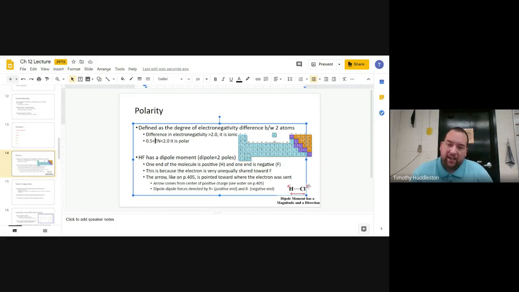And then on the other side, it's negative. So we do the partial charge negative. And then we've got a little arrow showing where the electrons are going. Now, there are some cases that are unique.